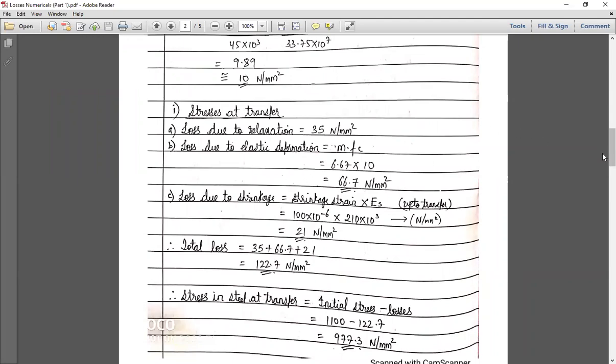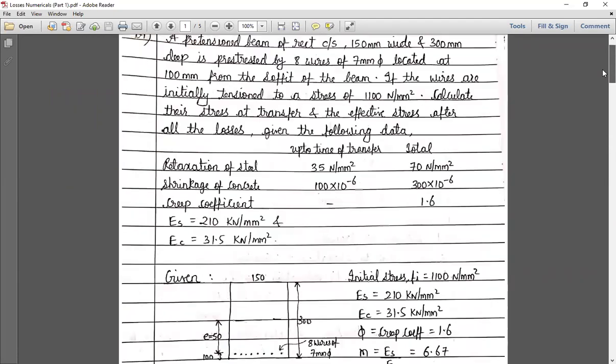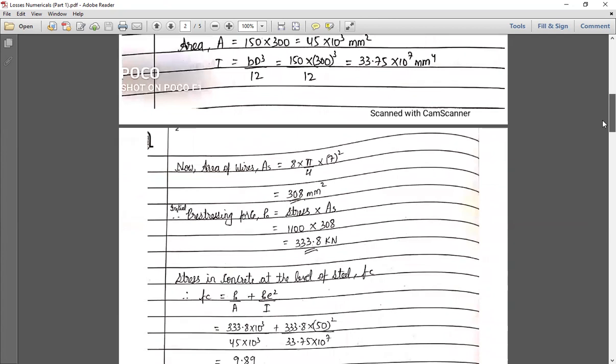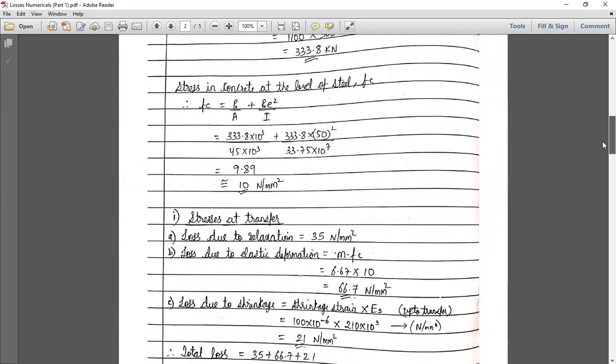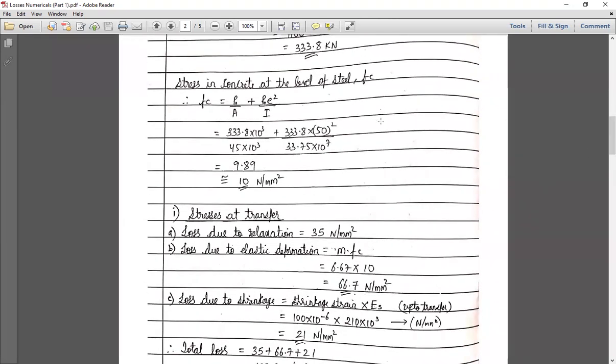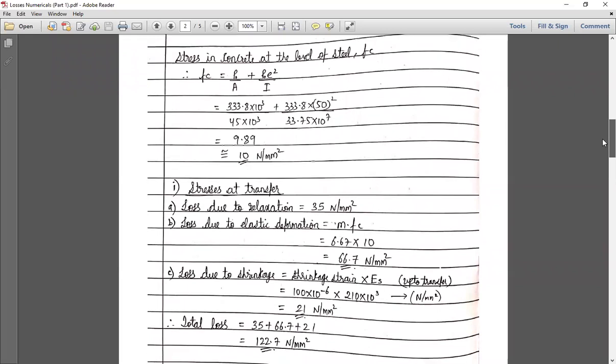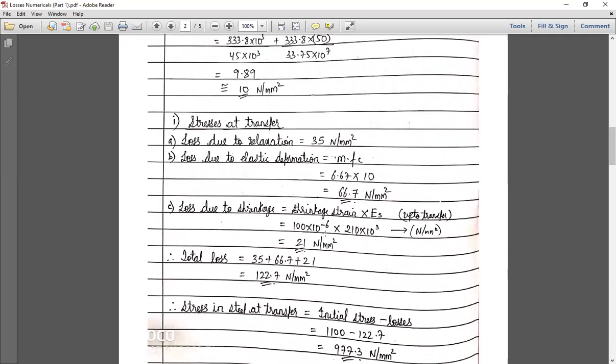Loss due to elastic deformation also we have to find out. Loss due to shrinkage we calculated, and loss due to elastic deformation is given by m into fc. So m we already calculated, Es upon Ec, and fc also we have calculated. So now let us add all the losses. Total loss is 35 plus this plus this. So it is coming out to be 122.